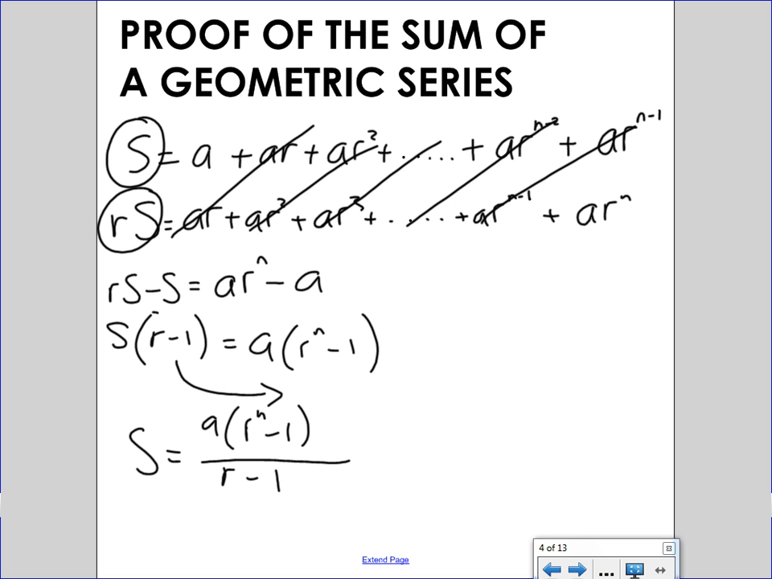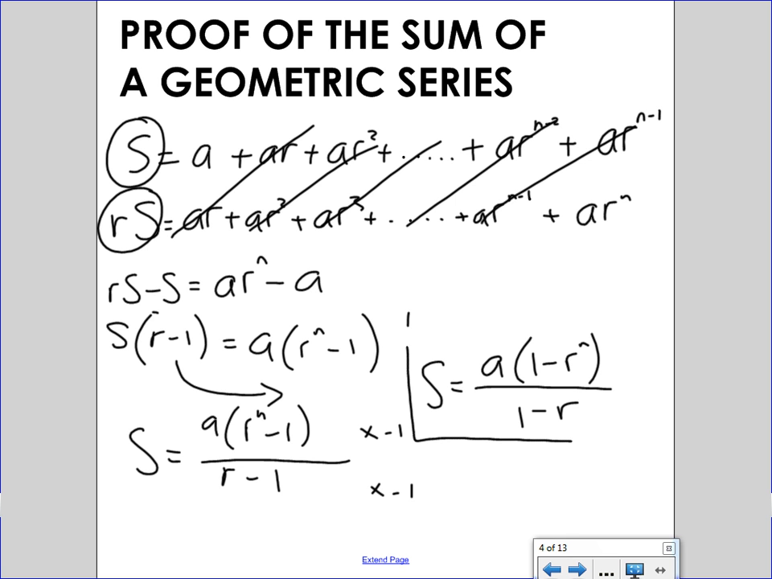So that is the sum, isn't it? Now actually I prefer it, it's exactly the same. If you multiply top and bottom by minus 1, then you end up with 1 minus r to the n over 1 minus r. And the reason I like that is that with a geometry, this is how I would remember it.